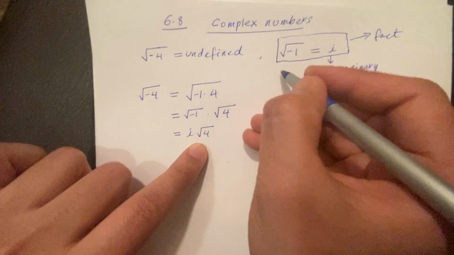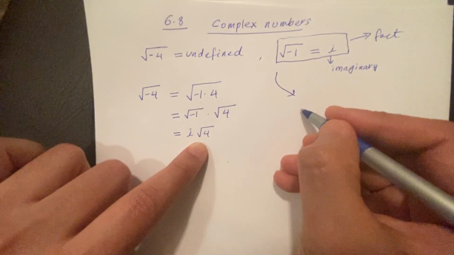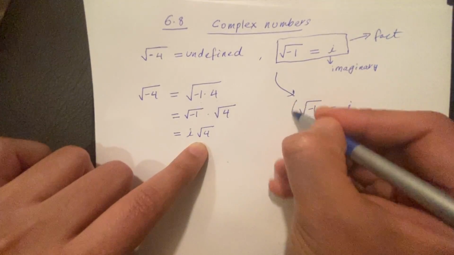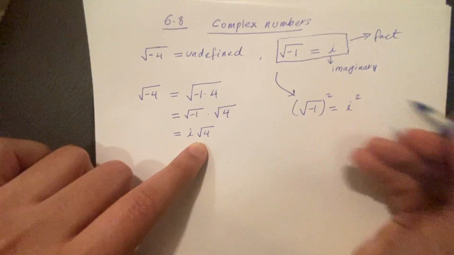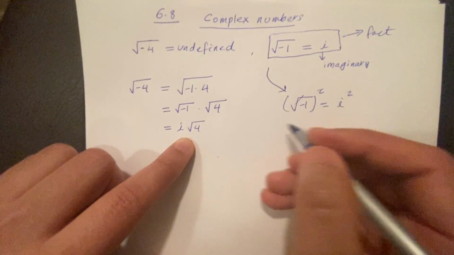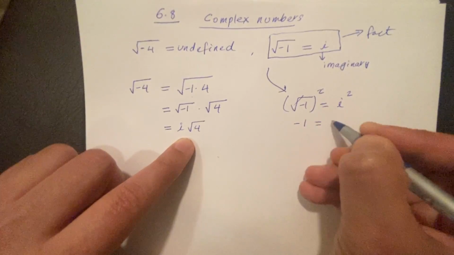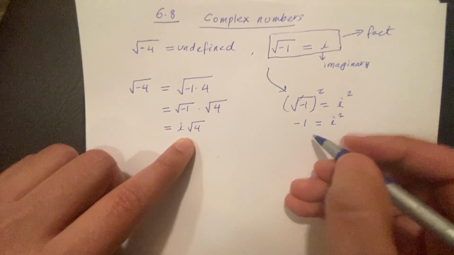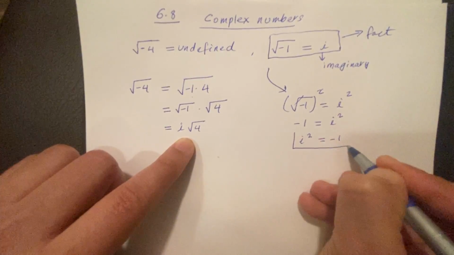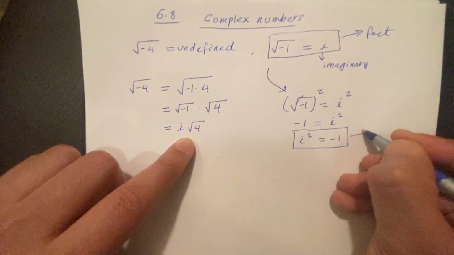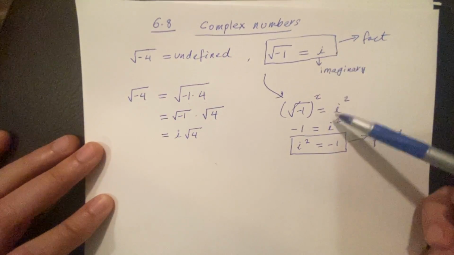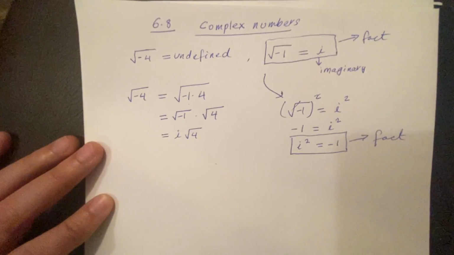All right, and also from here, since the square root of negative 1 is equal to i, if we square both sides, then since the root is 2, we can get rid of it. So on the left-hand side we just have negative 1, and on the right-hand side we have i squared. So basically i squared is equal to negative 1. This is also another fact or formula. All right, so basically here we are going to use these two things.